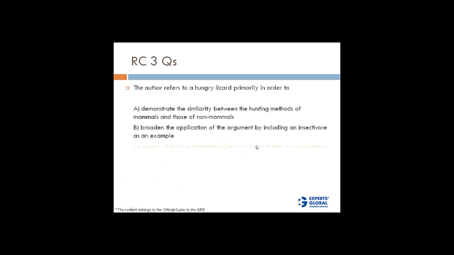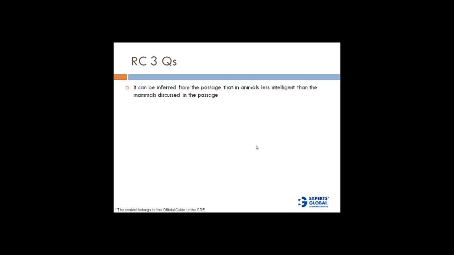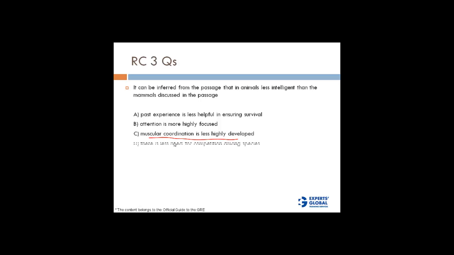That is the idea. So we want some kind of an answer which will bring out that fact. Okay. It can be inferred from the passage that animals less intelligent than the mammals discussed in the passage: A, past experience is less helpful in ensuring survival; B, attention is more highly focused. We are not talking about attention. C, muscular coordination is less highly developed; D, there is less need for competition among species; E, environment is more important in establishing the proper ratio of prey to predator.